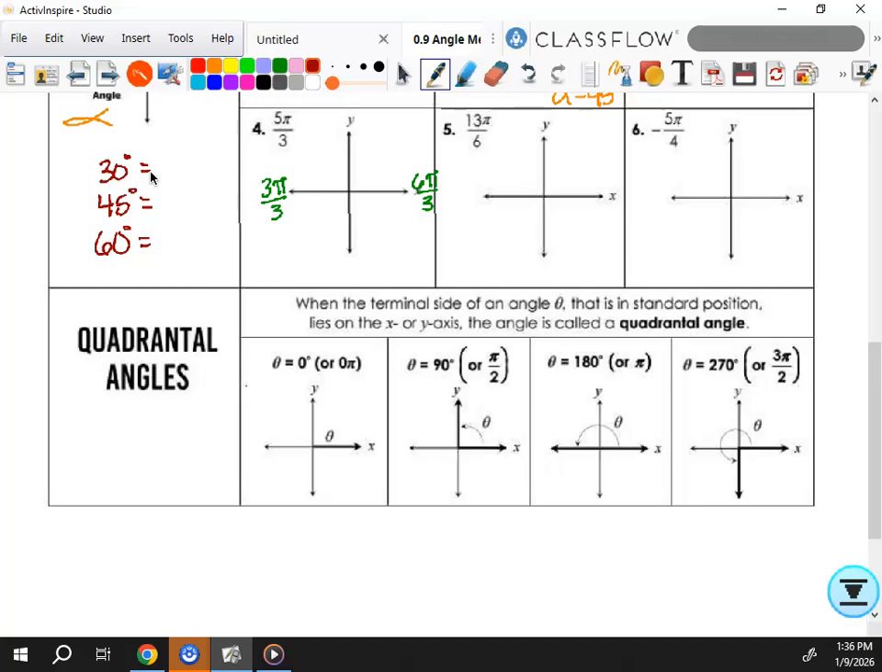So 90 is pi halves. 45 is half of 90. So what do you think 45 is in radians? Pi fourths, exactly. And then 30 is pi sixths, and 60 is pi thirds. I'll explain to you more later about why those are what they are. Right now, just have that to refer to. And all this is really going to help us do is know where to draw these things.